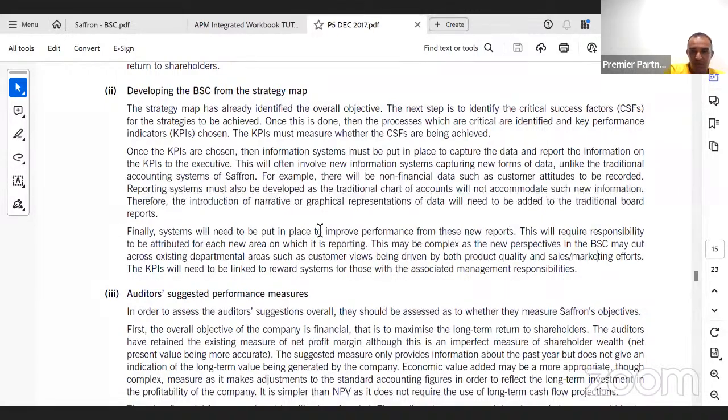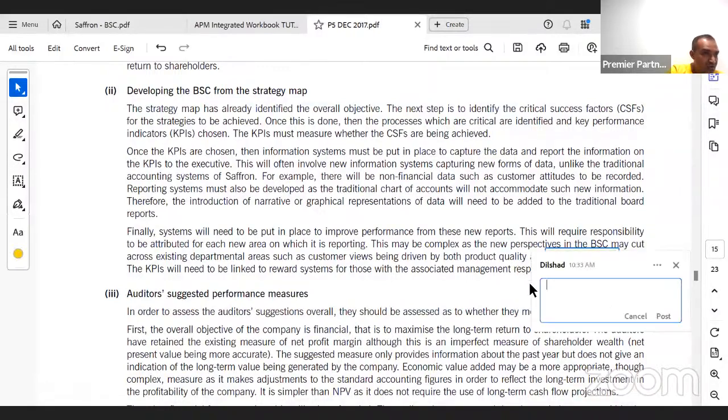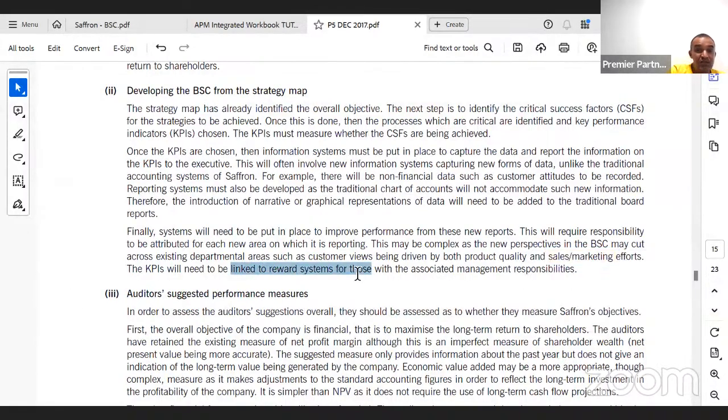Finally, systems will need to be put in place to improve performance from these new reports. It will require responsibility to be attributed for each new area on which it is reporting. This may be complex as the new perspectives in the BHC may cut across existing departmental areas, such as customer views being driven by both product quality and sales and marketing efforts. Hospital is good, but the doctor is bad. Two things. KPIs will need to be linked to reward systems for those with associated management responsibilities. Then only they will do the work. And for you to give proper rewards, your system should capture that data.